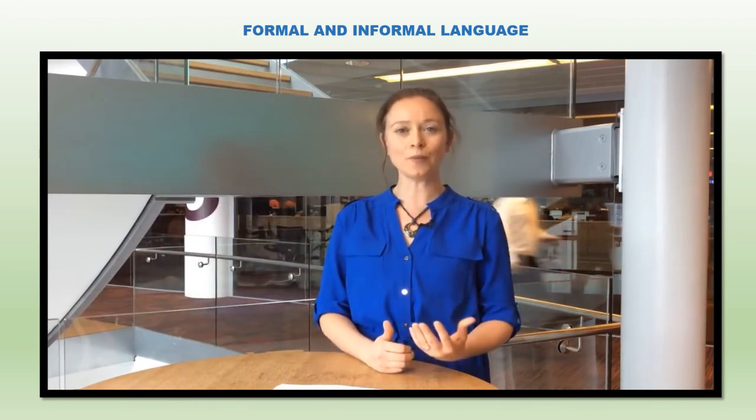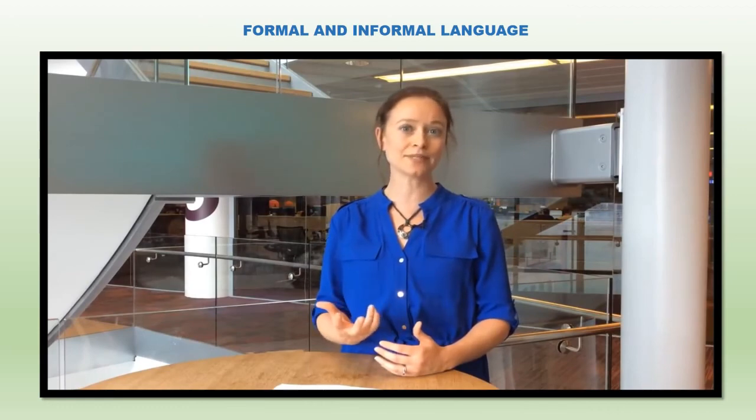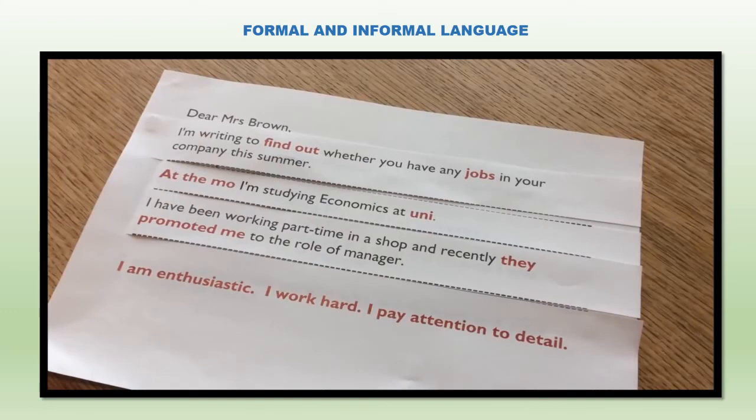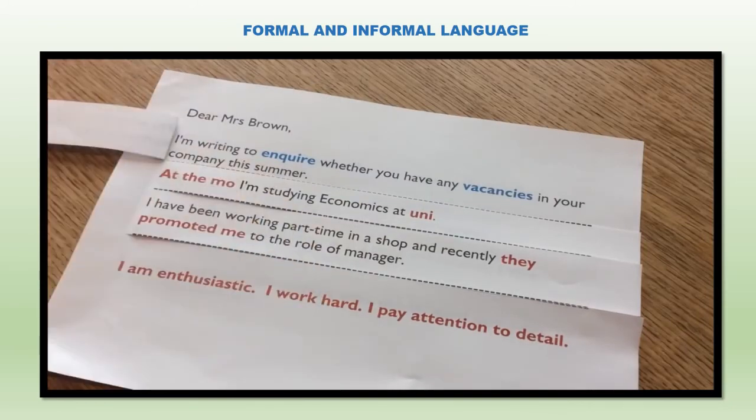In informal English, we use more common words and more phrasal verbs. For example, here we have a phrasal verb, find out. It would be better to use a more formal equivalent like inquire. Same with jobs, this is quite informal. So instead, let's use vacancies here. Instead we have, I'm writing to inquire whether you have any vacancies.